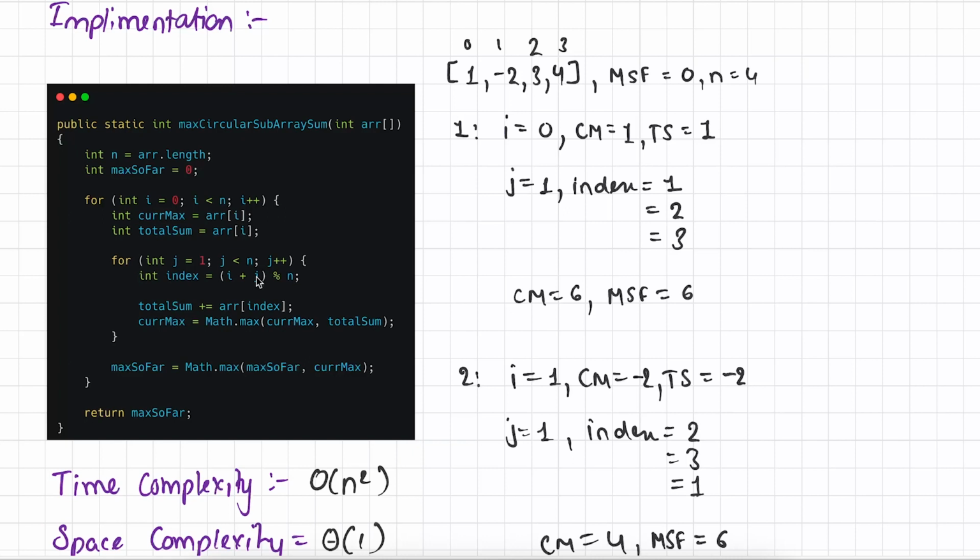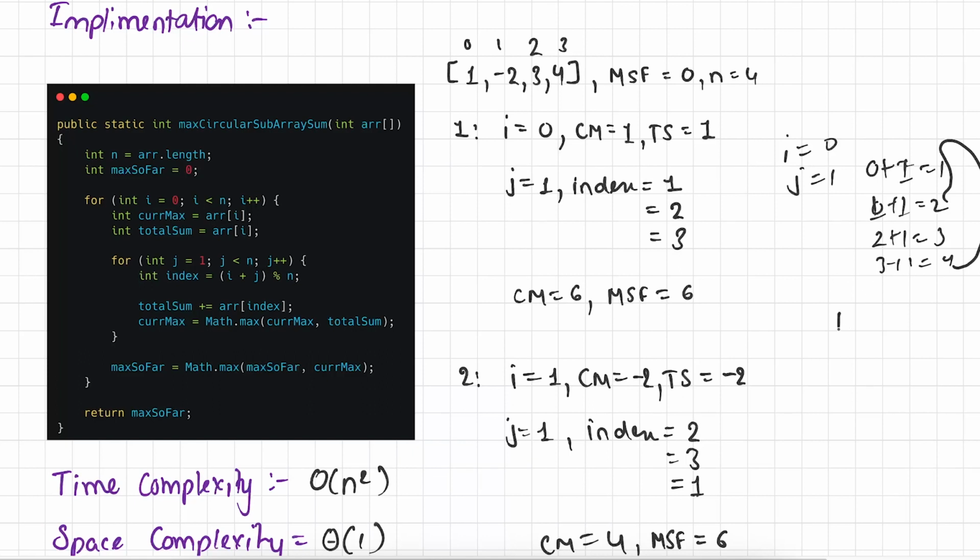Let me tell you the reason why we are using modular arithmetic here and why we are running this loop from 1. Let's say the value of i is equal to 0 and the value of j is 1. So 0 plus 1 is equal to 1, 1 plus 1 is equal to 2, 2 plus 1 is equal to 3, 3 plus 1 is equal to 4. But here we have to also consider the circular subarray. So we have to go beyond this index and again start counting from 1 to 3, right? That is why we have used modular arithmetic here.